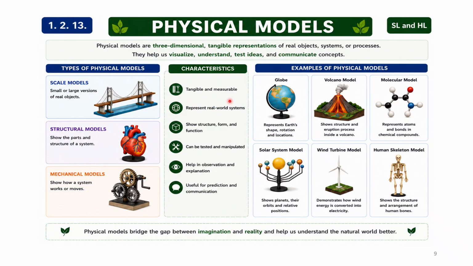They are tangible and measurable, represent real-world systems, show structure and function, can be manipulated for testing, and support observation and explanation. Examples include a globe representing Earth's shape and locations, a volcano model illustrating eruption processes, a molecular model showing atomic bonds, a solar system model displaying planetary orbits, a wind turbine model demonstrating electricity generation, and a human skeleton model revealing bone structure. Hence, physical models bridge the gap between imagination and reality, making complex environmental systems easier to understand and investigate.